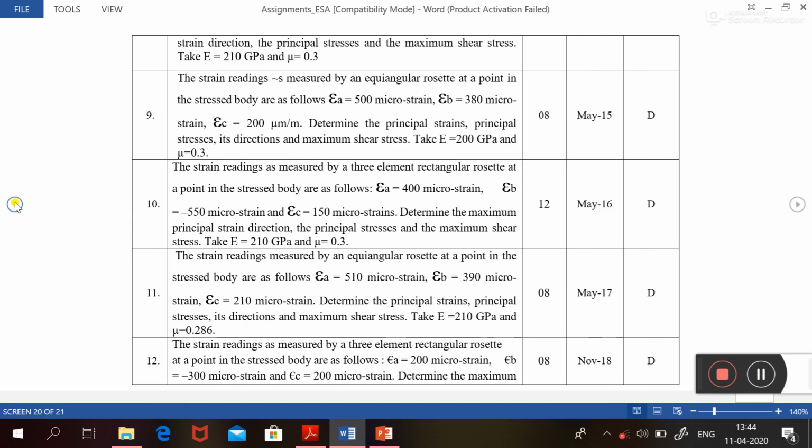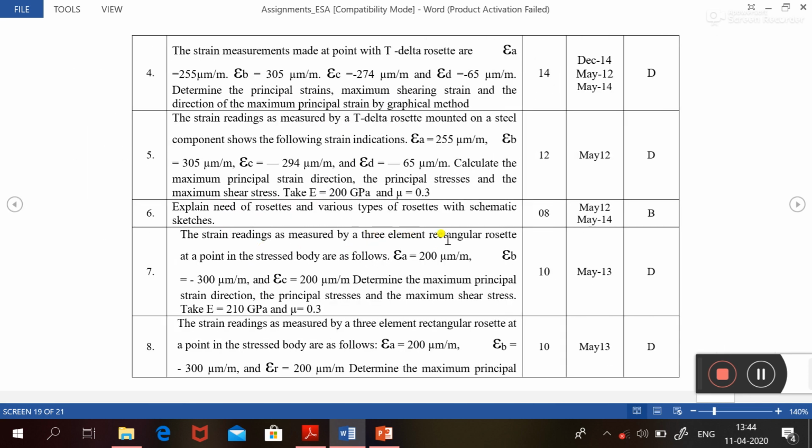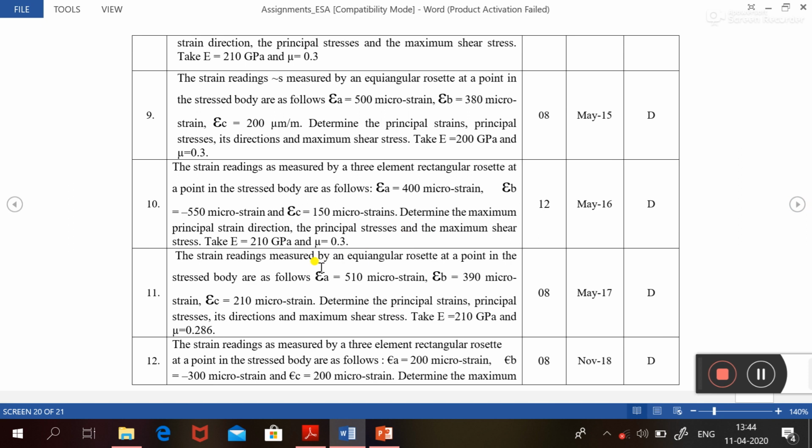Then the next problem is based on the three element rectangular rosette, that is values of epsilon a, epsilon b, epsilon c. That means only three strain gauges are there, therefore three readings they have mentioned. By using this particular equation, I have to calculate all the unknown parameters. Once again, the next problem is an equiangular rosette, then three element rosette, then again equiangular rosette, again three element rosette.